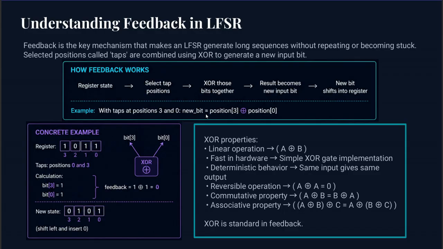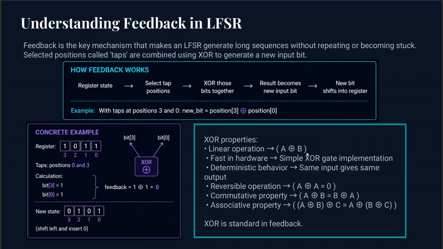Now let us examine an example. The current state is 1011. Selected taps are bit 3 and bit 0. Bit 3 contains 1, bit 0 contains 1. Now the XOR operation, that is 1 XOR 1 equals 0. So the feedback bit becomes 0. After shifting left and inserting 0, the new register state becomes 0101.